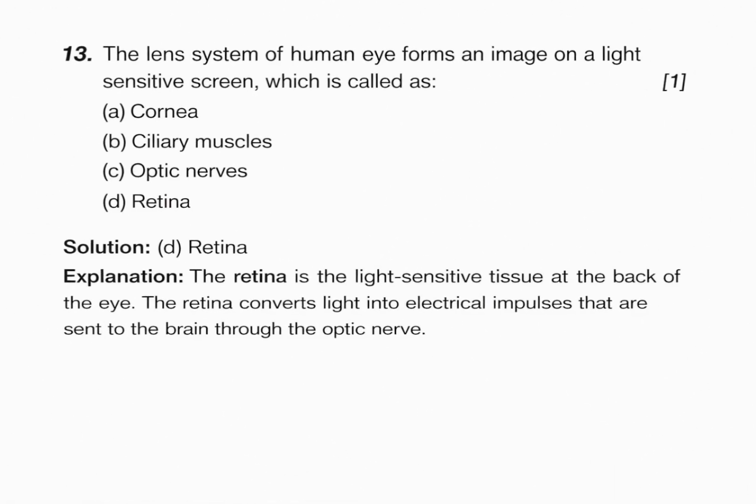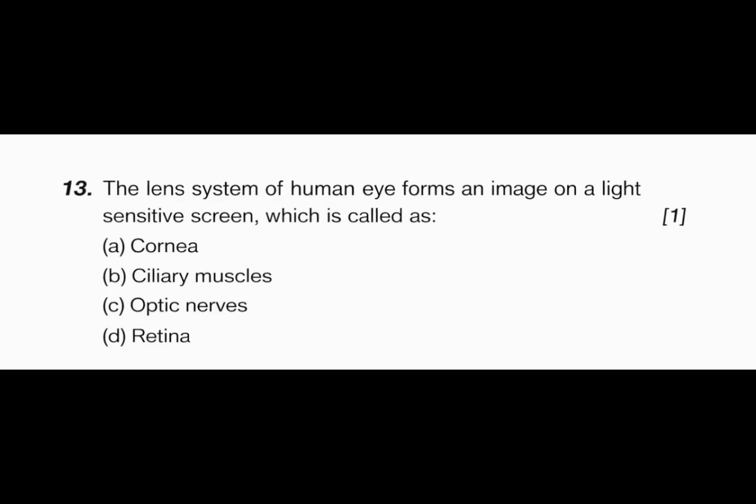The question is, the lens system of the human eye forms an image on the light sensitive screen. What is this screen called? The options given are option A, cornea, option B, ciliary muscles, option C, optic nerve, option D, retina. This is a very easy and direct question. We know that the light sensitive screen of the human eye is retina. Therefore, the correct answer is option D, retina. In human eye, a real and inverted image is formed on the retina.